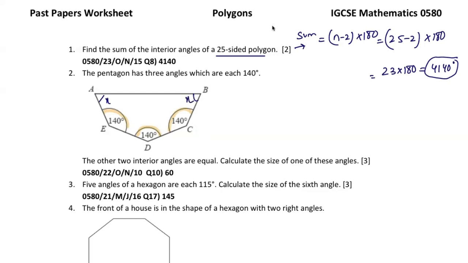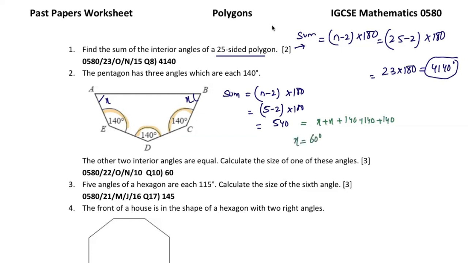Now it's a pentagon. So the sum of the angles in a pentagon is going to be given by n minus 2 times 180. It's a pentagon, so 5 sides, 5 minus 2 times 180. That is 3 times 180, which is 540. Now this 540 value is going to be equal to the sum of all the angles, which means x plus 140 plus 140 plus 140. Now you solve this equation for x, you're going to get 60 degrees.